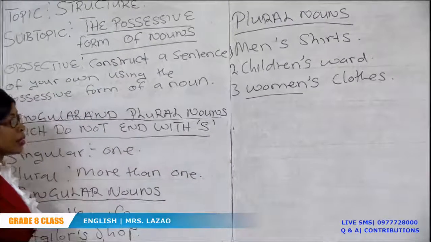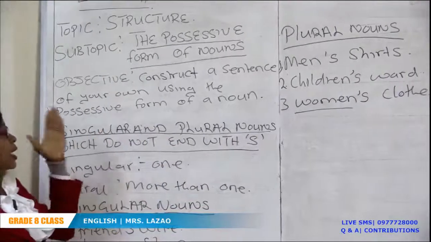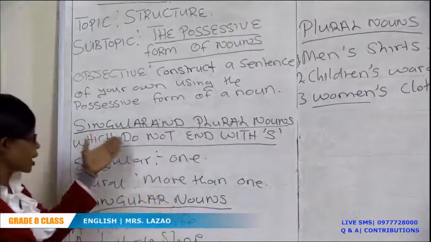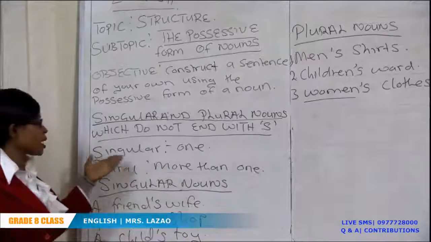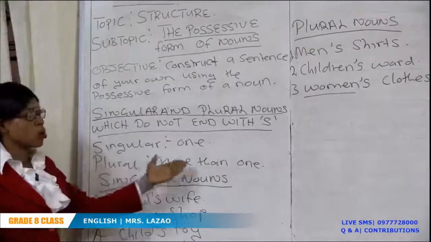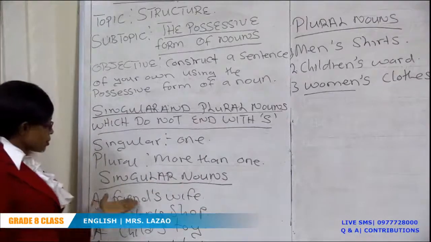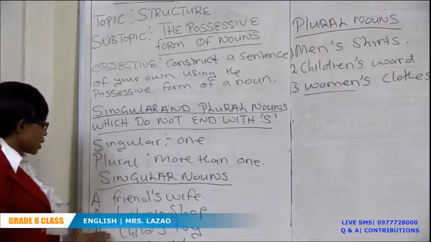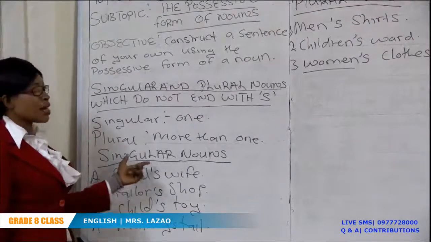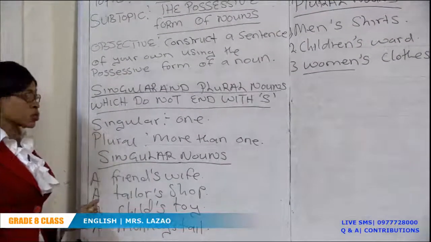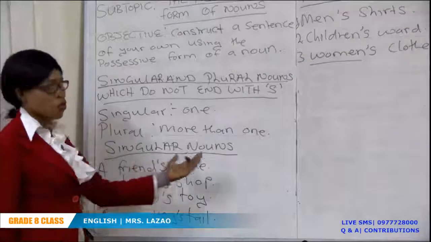Okay, let's hope you are following. We have looked at the singular and plural nouns which do not end with S. We have said singular means 1, plural more than 1. Then the singular nouns we have looked at: a friend, a tailor, a child, a monkey. So a friend is singular. When we add apostrophe and S, it shows that the wife belongs to the friend. So it will read a friend's wife.